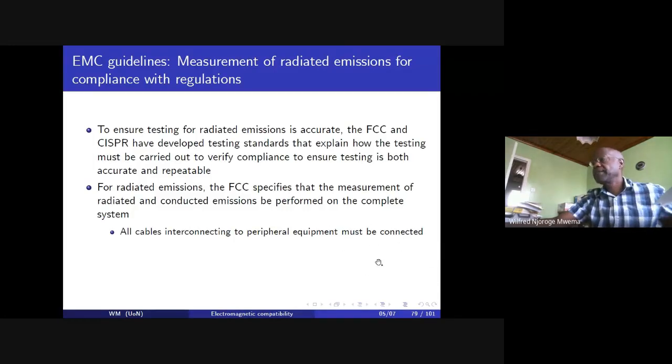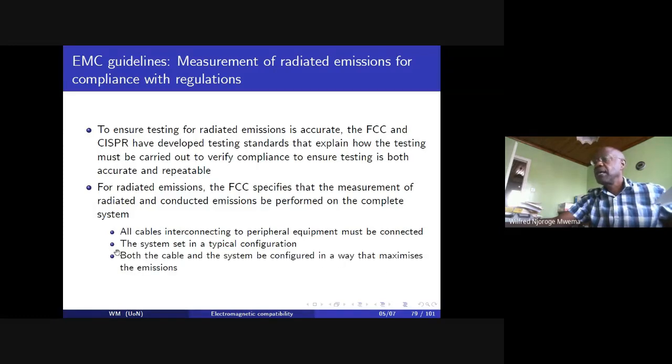The system set has to be in the typical configuration that is going to be used. And both the cable and the system must be configured in a way that will maximize any emissions coming from the equipment, so that we are measuring the worst case scenario. And if the worst case scenario is below the limits, then the whole system is compliant.